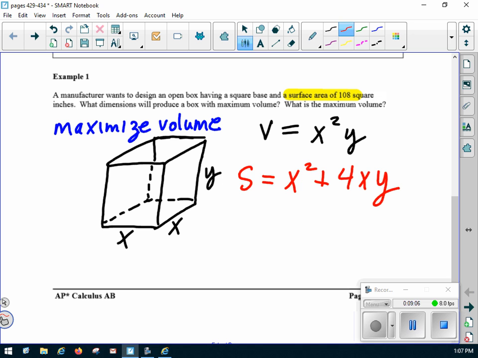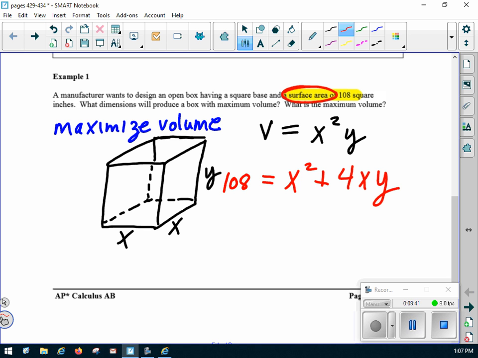Now we know what the surface area is. The surface area is 108. That is the surface area of an open box with a square base. The area of the base is x times x, or x squared. The area of one face is x times y, and you have 4 of those. Correct, open box.